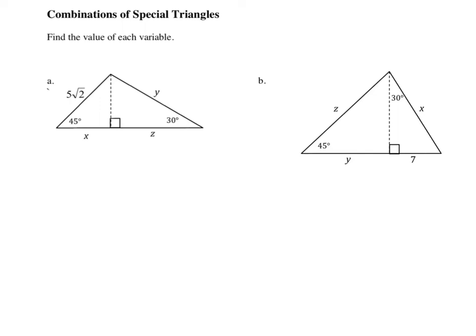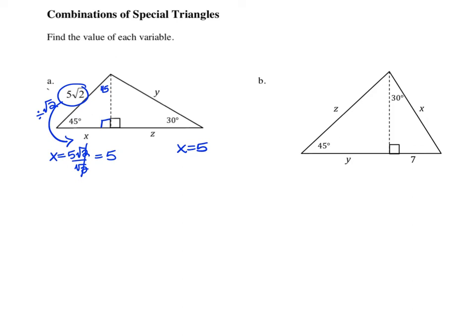X would be the easiest one to start with. So I know it's 45, 45, 90. So if I want to go from the hypotenuse to x, we would divide by root 2. So x is equal to 5 root 2 divided by root 2, which the root 2's would cross out, so that's just 5. So we know that x is equal to 5.